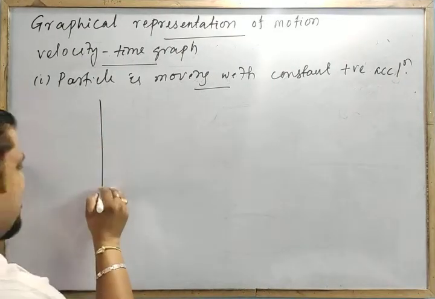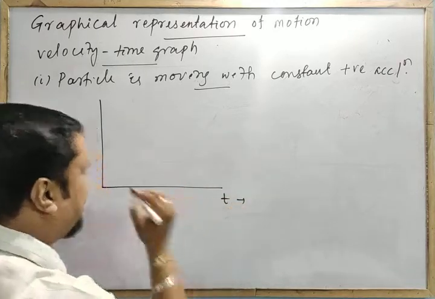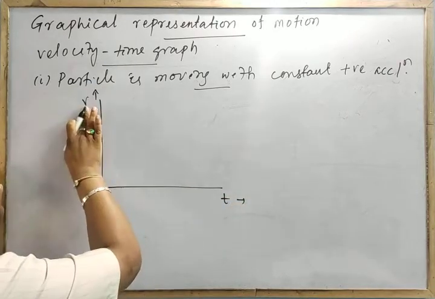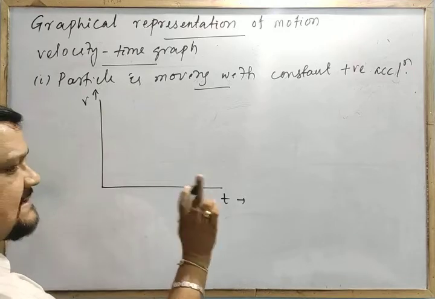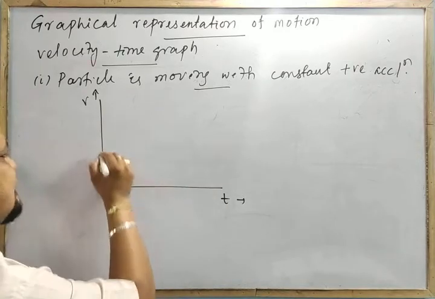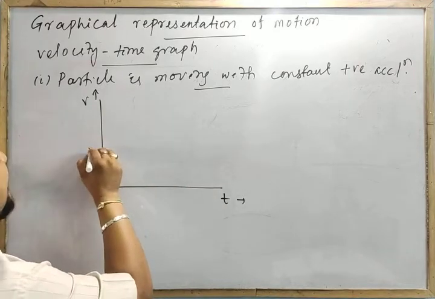Suppose at time t equal to 0, along the y-axis we consider velocity, along the x-axis time. So at time t equal to 0, suppose it has a velocity, it starts from u.